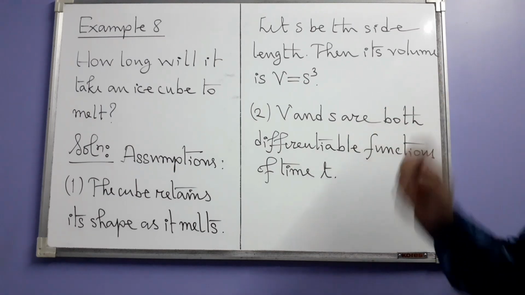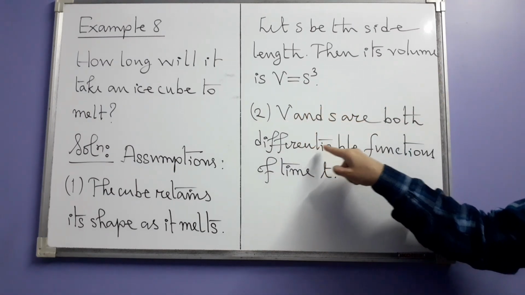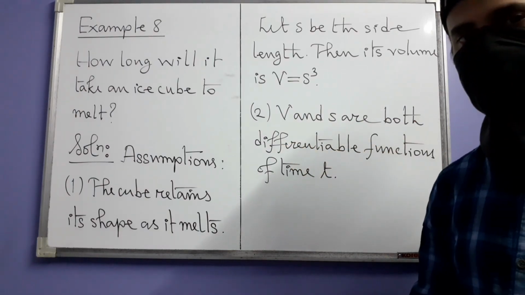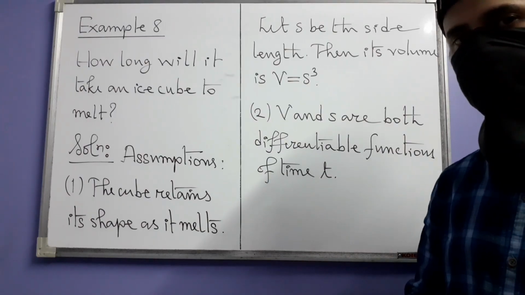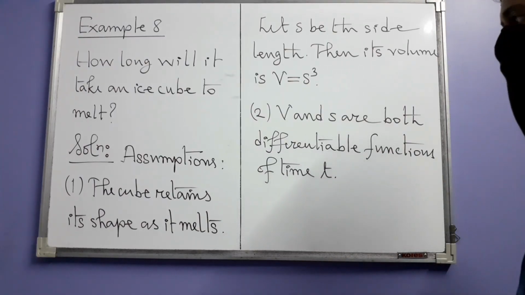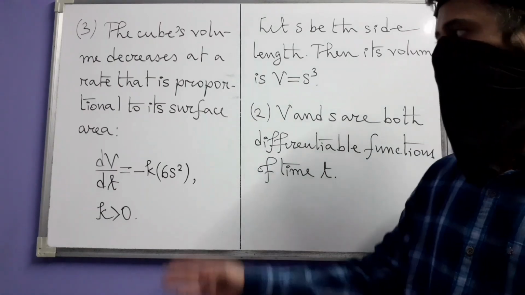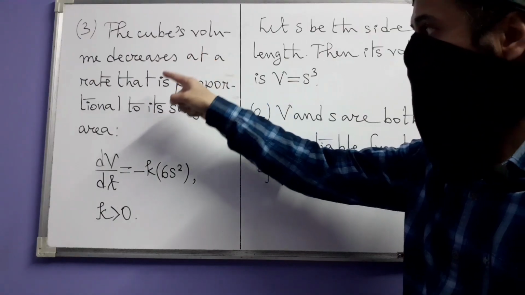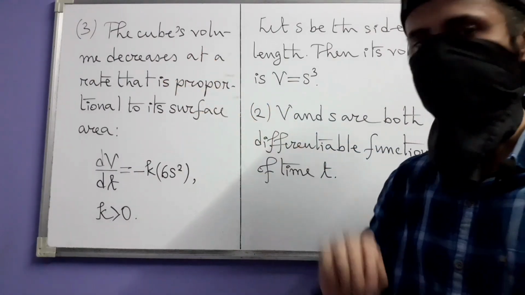Now comes the next assumption. Both volume and side length are functions of time, okay, but differentiable functions of time, so that we can bring in derivatives and do something with them. But there are other assumptions also. So the third assumption is this. The cube's volume decreases at a rate that is proportional to the surface area of the cube.